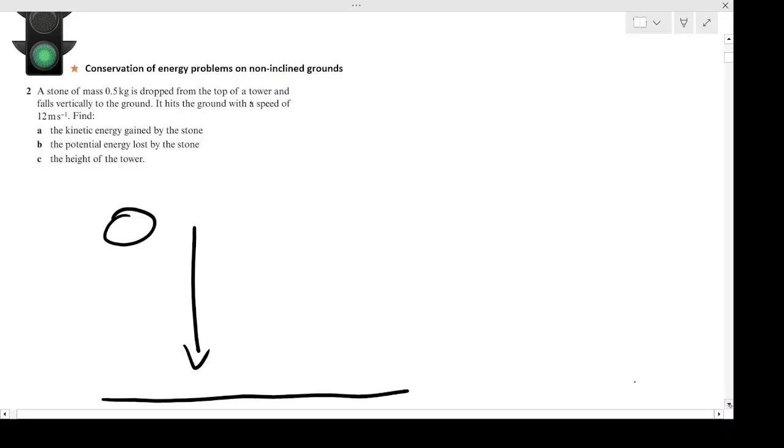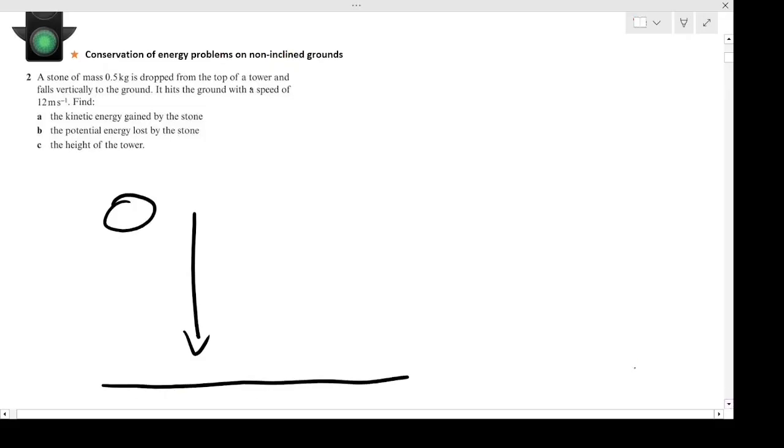So if I just draw roughly what's going on, we have a stone, and then we're told it falls down from a tower, right? So it falls down like this. Then it hits the ground, let's say here. And so we've got these two different points of the journey. We're at the top of the tower here, and then we're at the ground here.